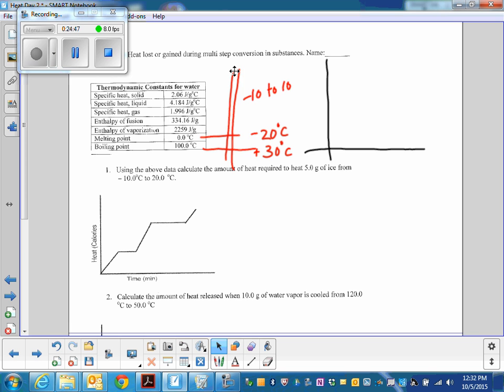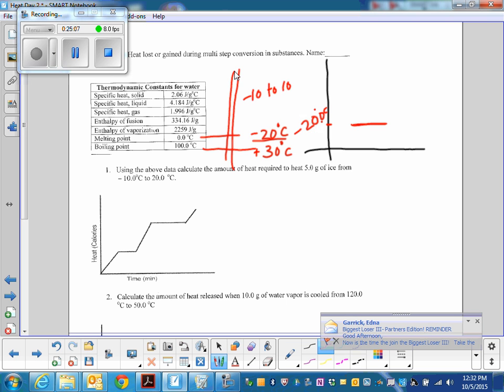What is the melting point? The melting point is -20 degrees Celsius. Is that right? So I'm going to plot a point. I'm going to say that is negative 20 degrees Celsius. Everybody good? And I'm going to draw a flat line, indicating that it's melting. During melting, is it flat?